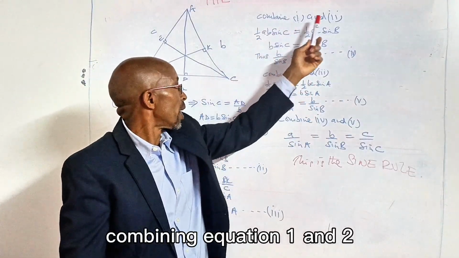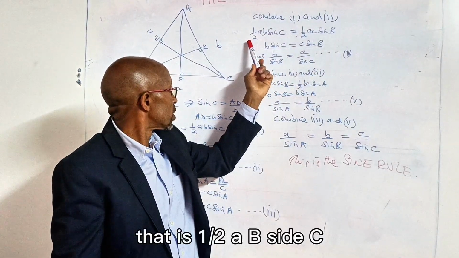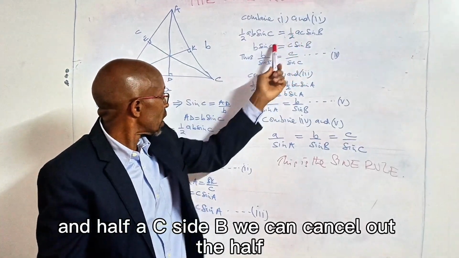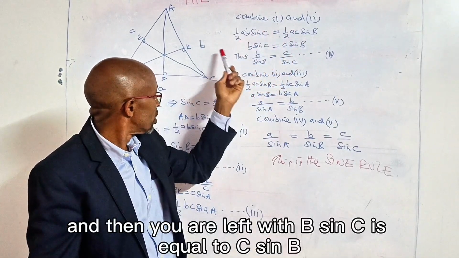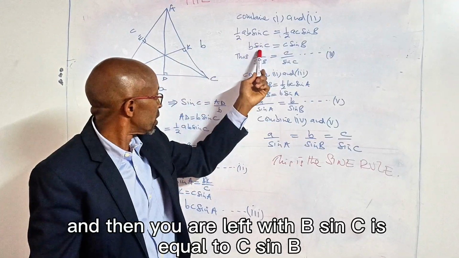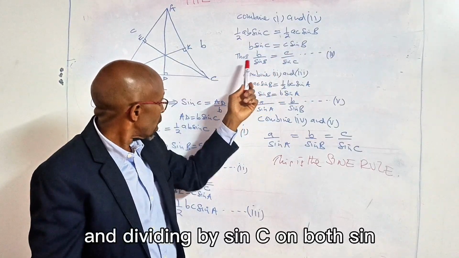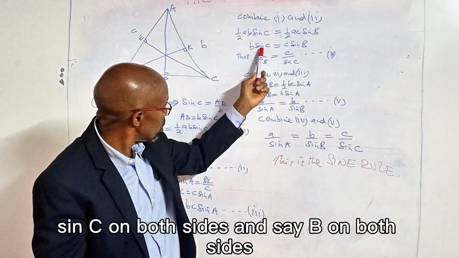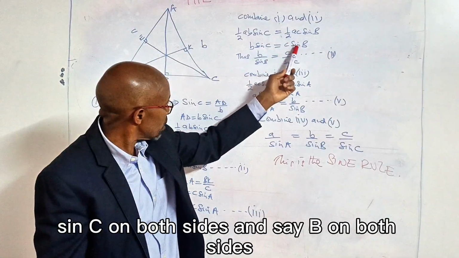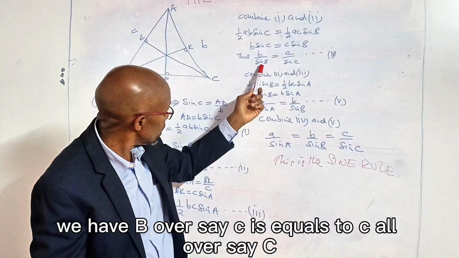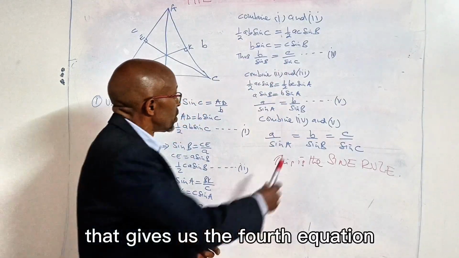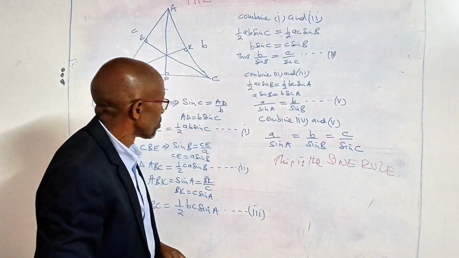Combining equation 1 and 2, that is a half AB sine C and half AC sine B, we can cancel out the half, and then we are left with B sine C is equal to C sine B. Dividing by sine C and sine B on both sides, we have B over sine B is equal to C over sine C. That gives us the fourth equation.